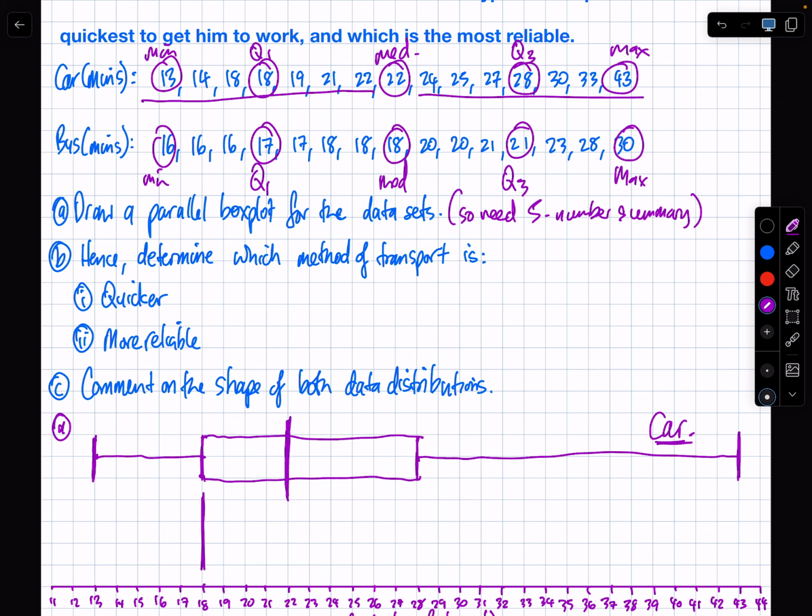So long line for median over 18. 16 is a short line. 17 is also a short line. 21, short. 30, short. Draw my box. Draw the whiskers. So that is bus.